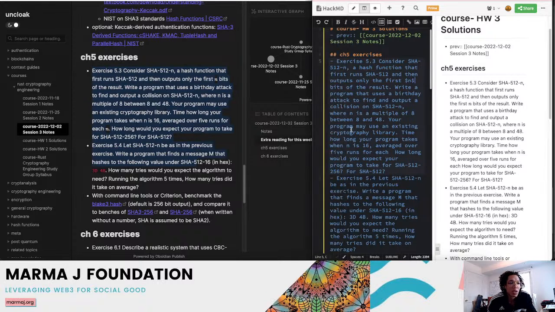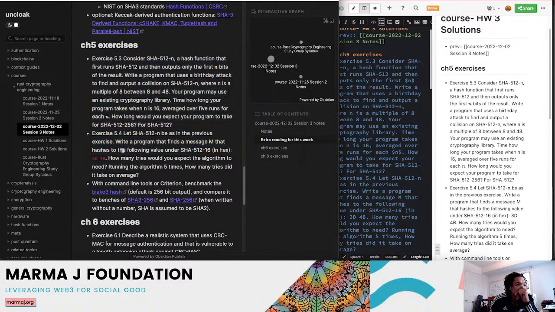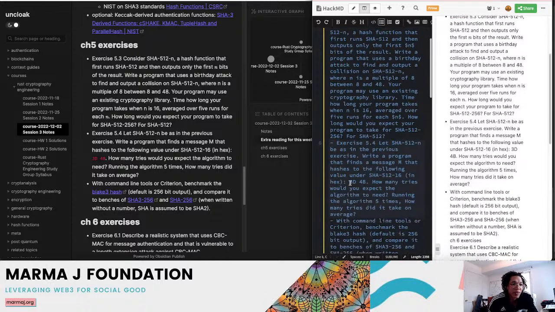That's not good. And then time how long your program takes, where N is this for each. There we go, N. That's frustrating, but the way it is, I suppose. For N, how long would it take to do this? Fine. Then you have the hex value.